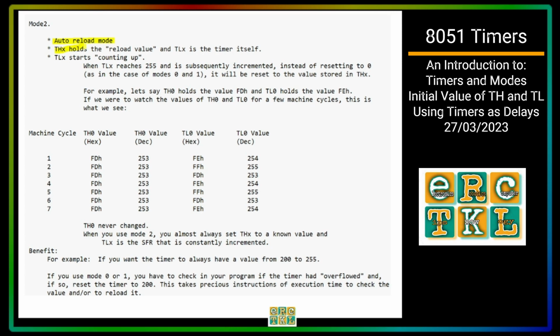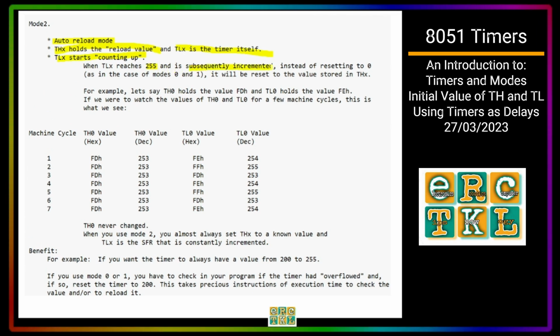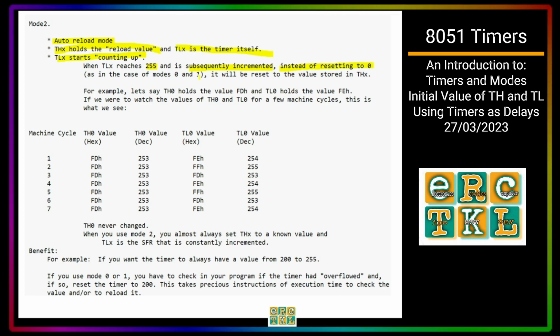In mode 2, THX holds the reload value. When you say reload, it means load again. That's the meaning of reload. So the reload value is in the THX. Whatever we want to reload is in the THX, and TLX is the timer. The TLX will start counting up. When it reaches 255, it's the same as mode 1, because mode 1 is also counting up to 255. If you add one more to 255, it should roll over to 0, right? But what happens? It will not reset to 0 like mode 0 and mode 1. What will happen?